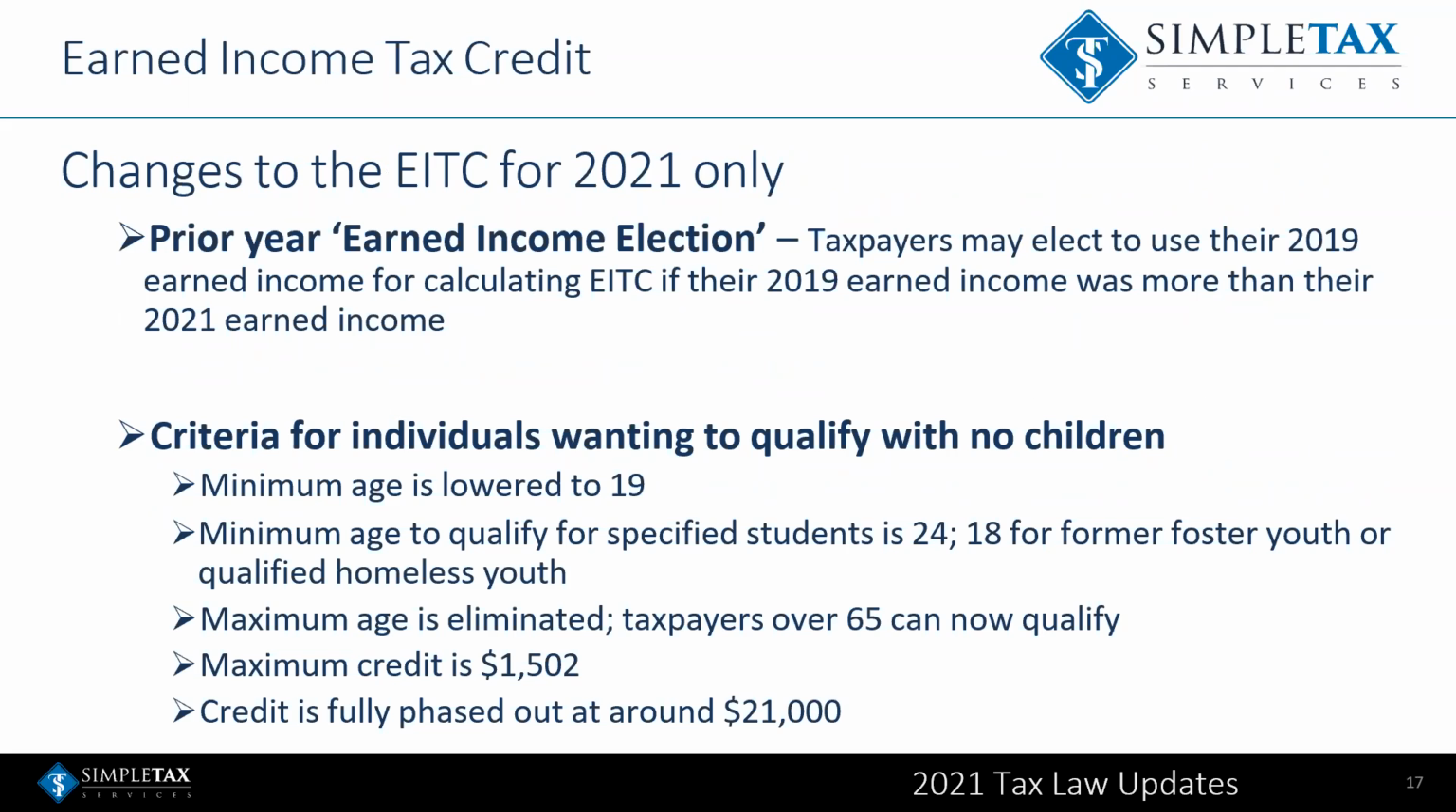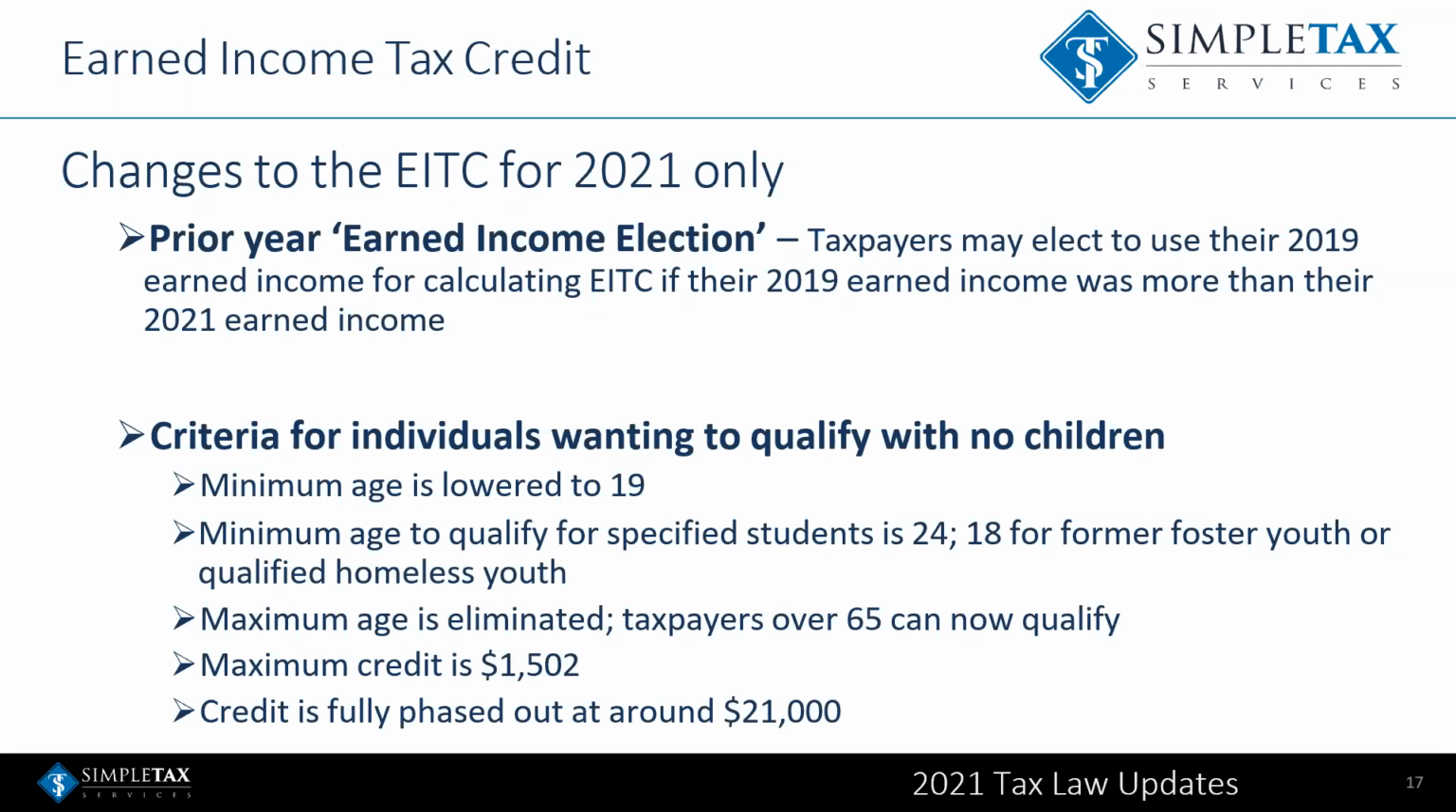So they are extending the prior year earned income election. So last year, taxpayers could use their 2019 earned income for calculating EIC as long as their earned income was greater than 2020. So they've extended that out, but it's important to note that they need to use their 2019 earned income for that election, not their 2020. 2019 earned income can be used to determine earned income credit for tax year 2021 only if it was greater than their 2021 earned income. So if 2019 was greater than 2021, they can use 2019.